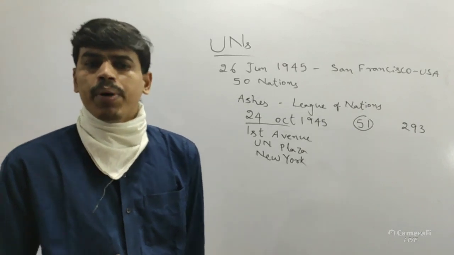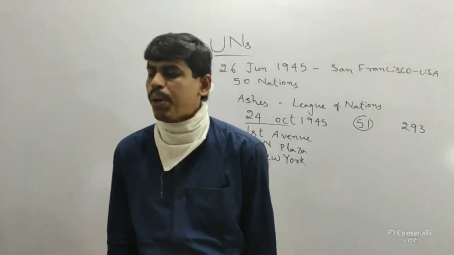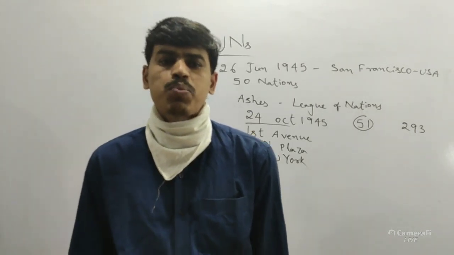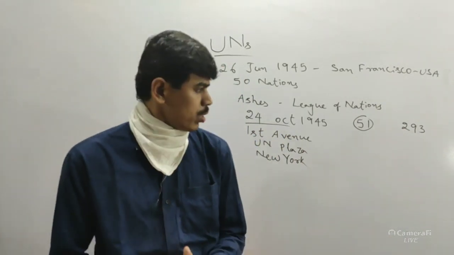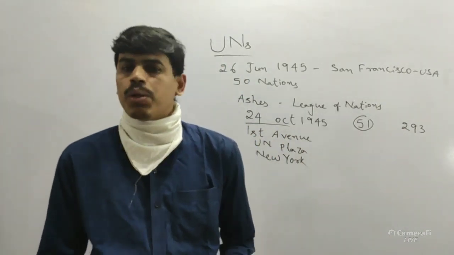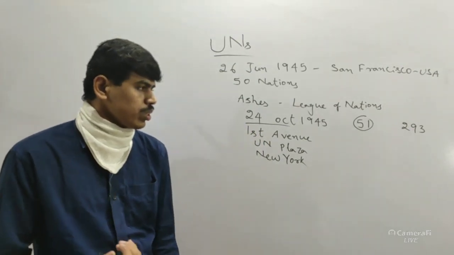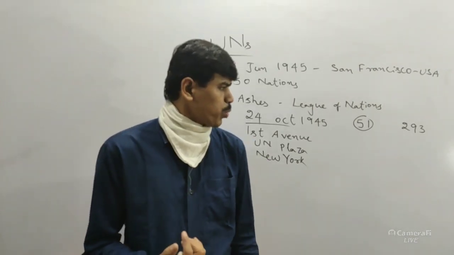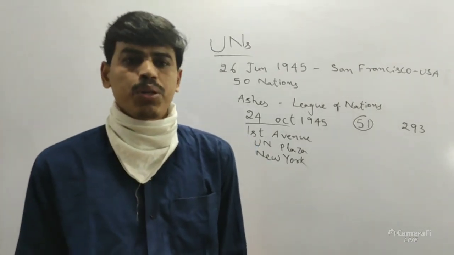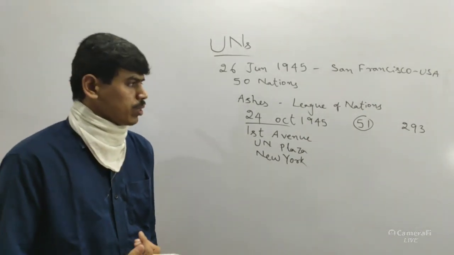The main aim or ambition of the United Nations is to give peace and prosperity to the world. Because before the formation of the UN, there were two world wars faced by the world.